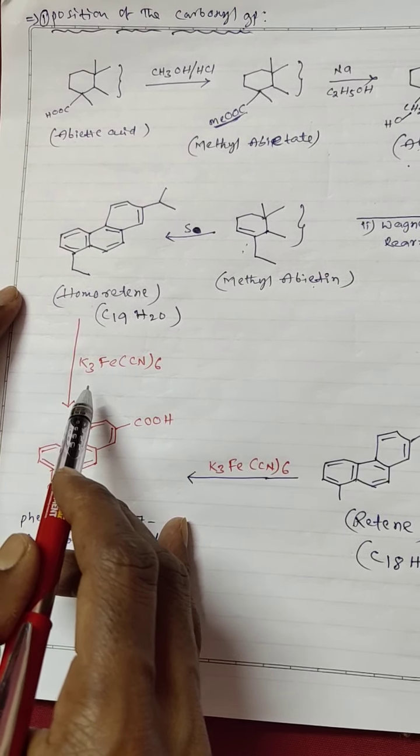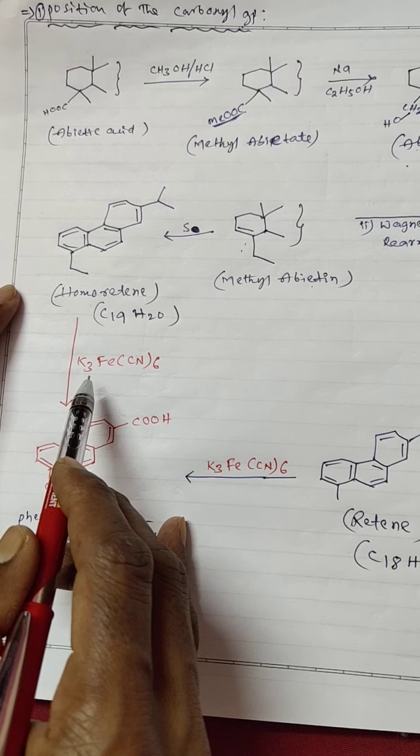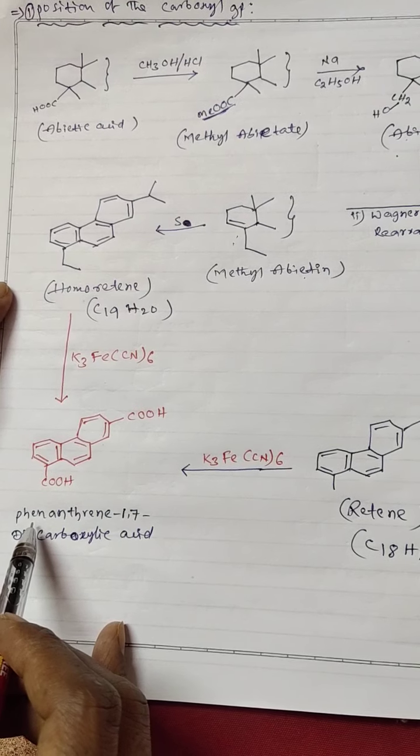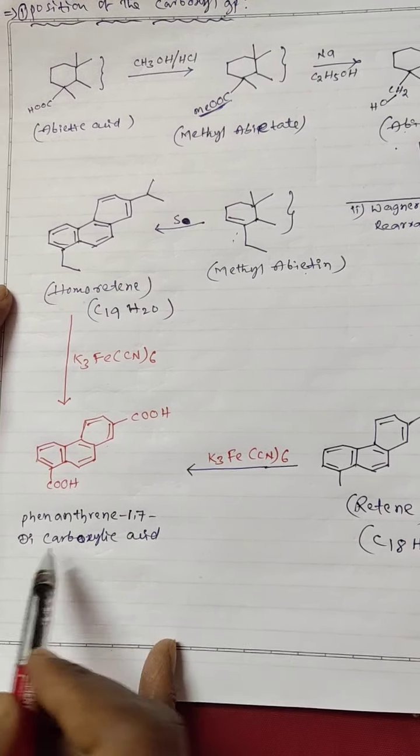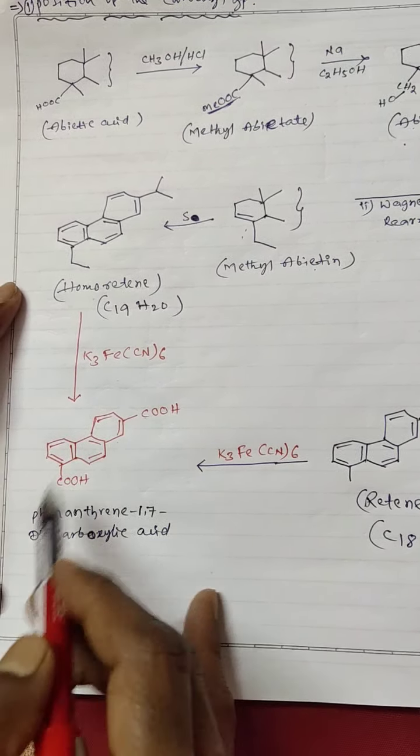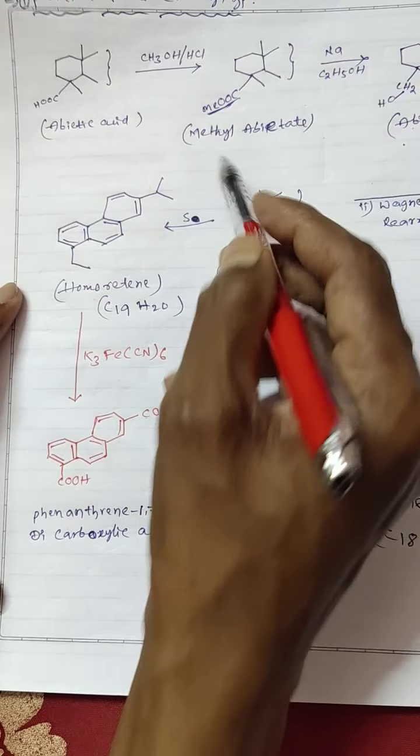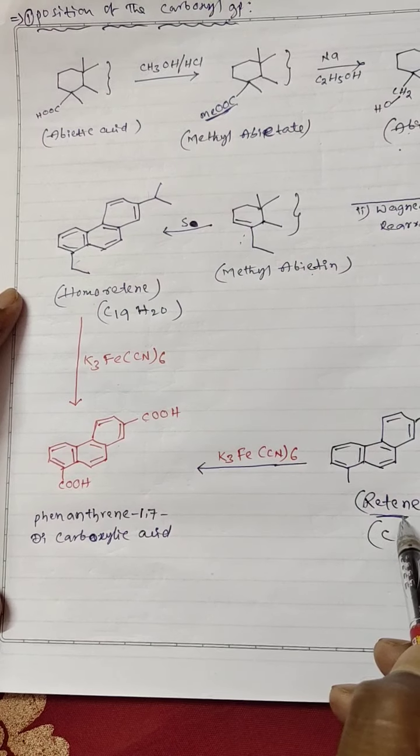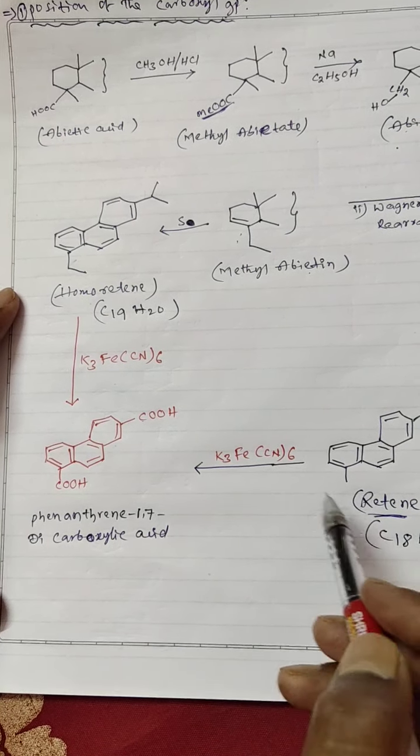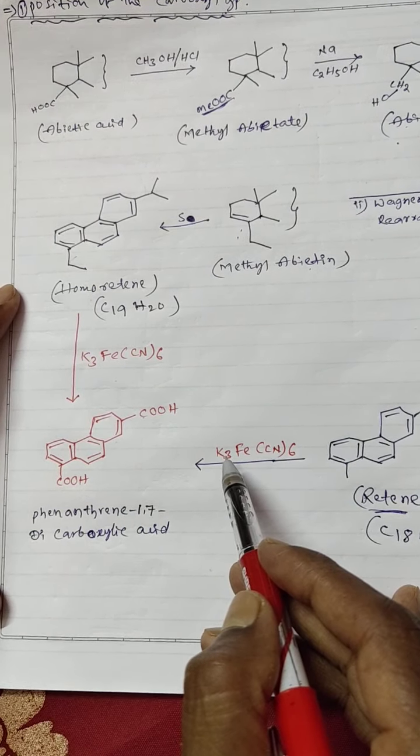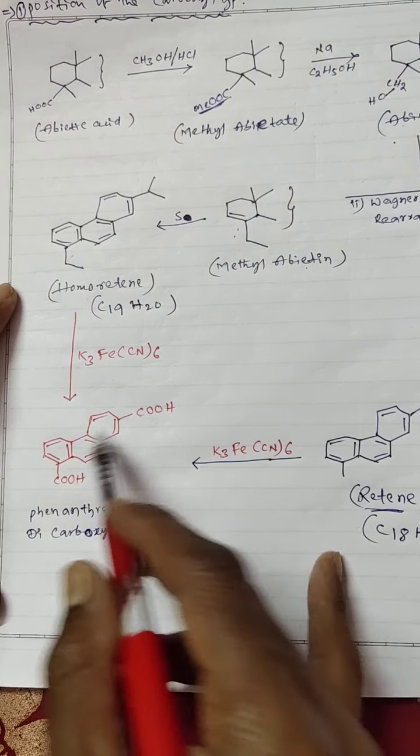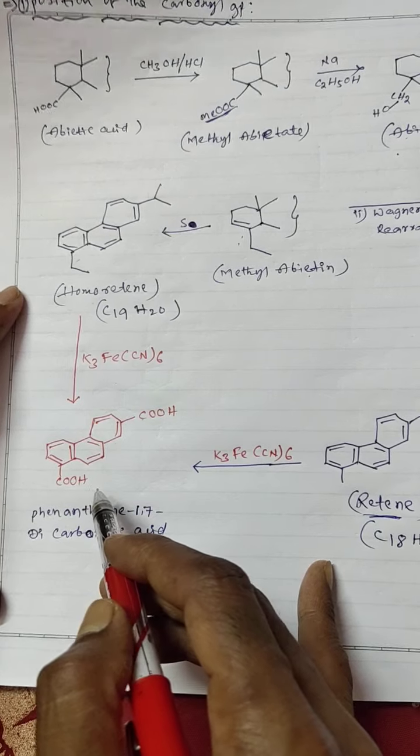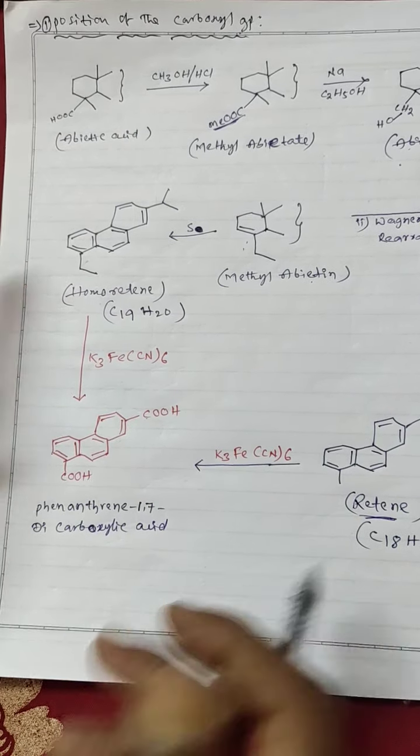alkaline potassium ferricyanide gives phenanthrene 1,7-dicarboxylic acid, right, where the alkyl group is converted into an acid group. Retene, when reacted with potassium ferricyanide, also gives the same product, which has been confirmed by synthesis.